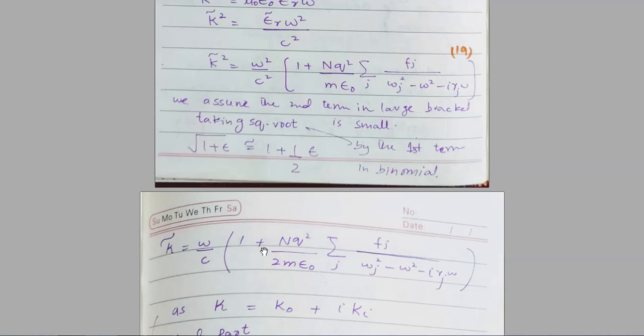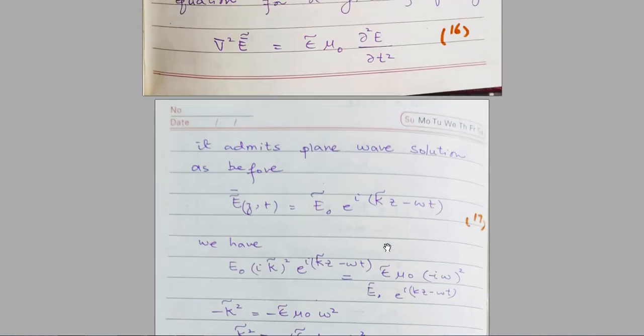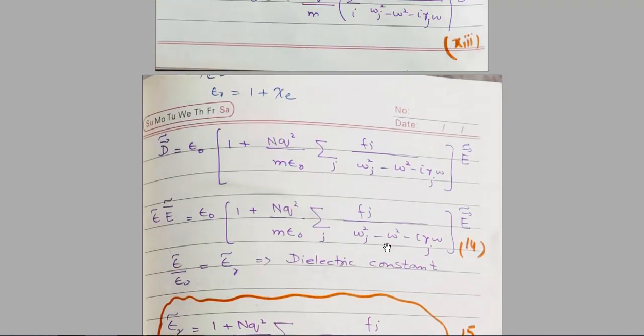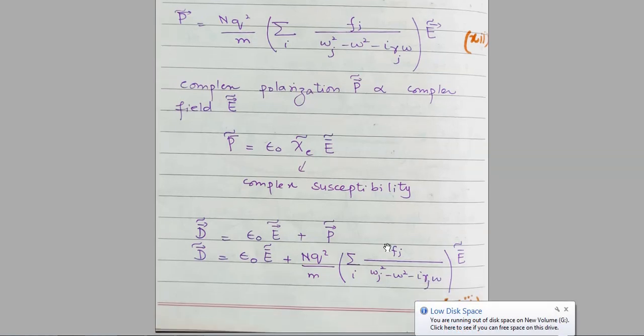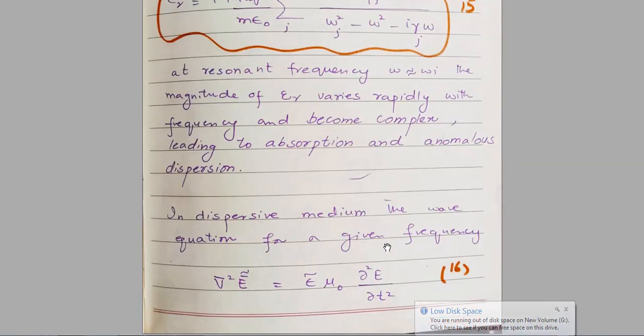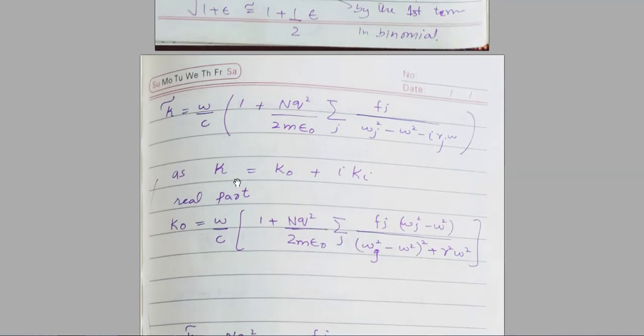Omega over c into 1 plus n q square over 2m epsilon, summation over j of fj over omega j square minus omega square minus iota gamma j omega. J is the number of electrons. Fj is also the number of electrons. Here Fj represents electrons, just electrons, meaning one electron or two electrons. Okay.